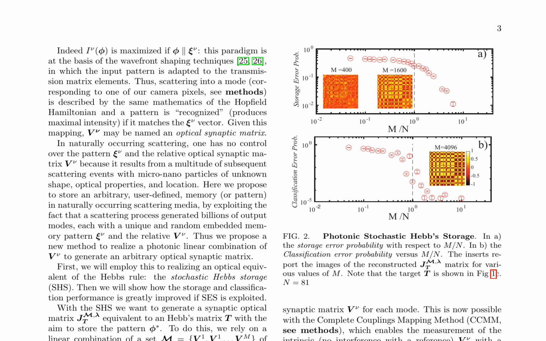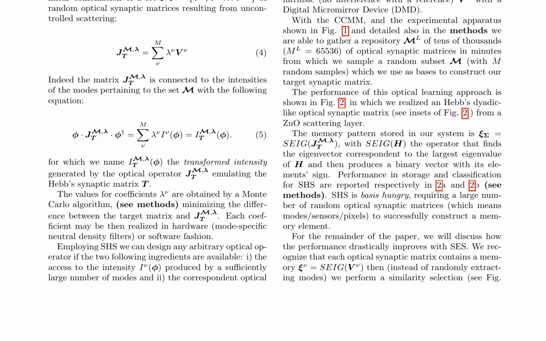They introduce a photonic linear combination of optical synaptic matrices to generate an arbitrary optical synaptic matrix, realizing an optical equivalent of the Hebb's rule, called stochastic Hebb's storage, SHS. In SHS, a synaptic optical matrix Jm, lambda T is generated by a linear combination of a set of random optical synaptic matrices resulting from uncontrolled scattering.